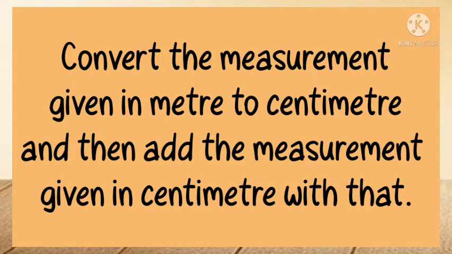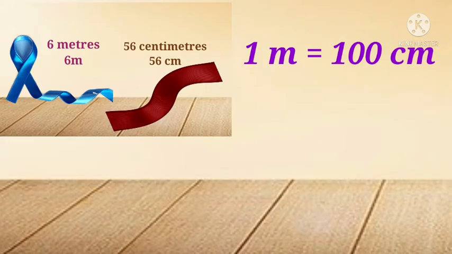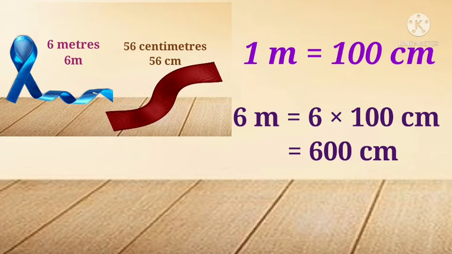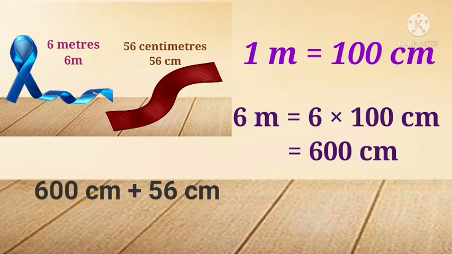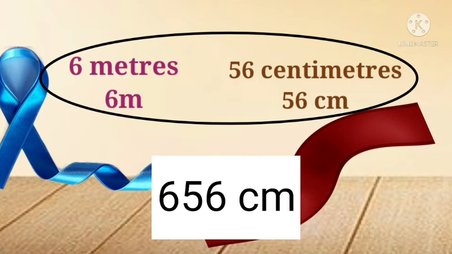So, at first you need to convert this 6 meters. We have already learned that 1 meter is equal to 100 centimeters. So, 6 meters is equal to 6 into 100 centimeters. That will give you 600 centimeters. After that, you can add this 600 with that 56 centimeters which is already given. So, the answer will be 656 centimeters. So, total length of both the ribbons in centimeters is 656 centimeters.